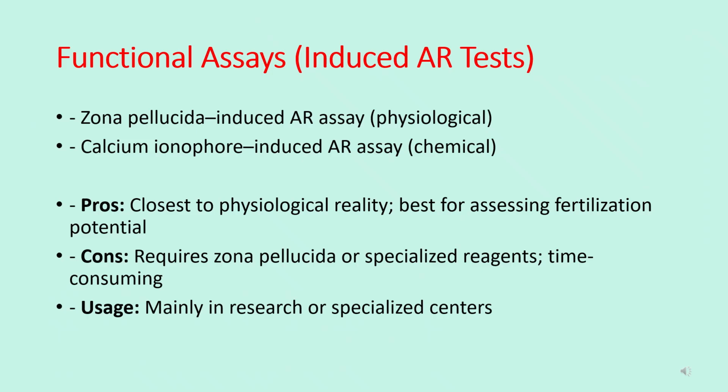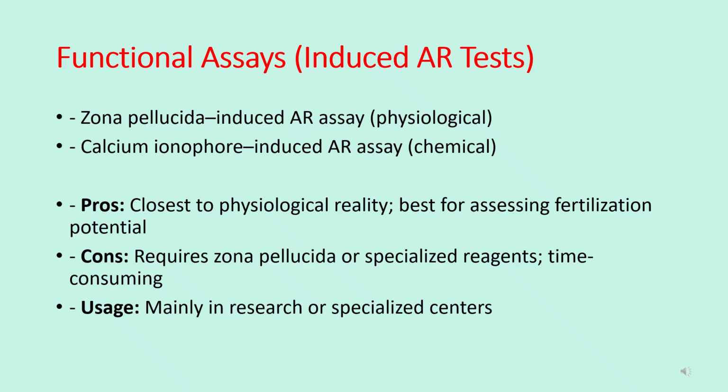Functional assays measure the ability of sperm to undergo the acrosome reaction upon stimulation. The Zona pellucida induced acrosome reaction assay uses the natural physiological trigger, while the calcium ionophore induced acrosome reaction assay uses a chemical trigger. How is it done? For the Zona pellucida induced assay, sperm are incubated with oocytes or isolated Zona pellucida. For the calcium ionophore induced assay, sperm are incubated with calcium ionophore solution.